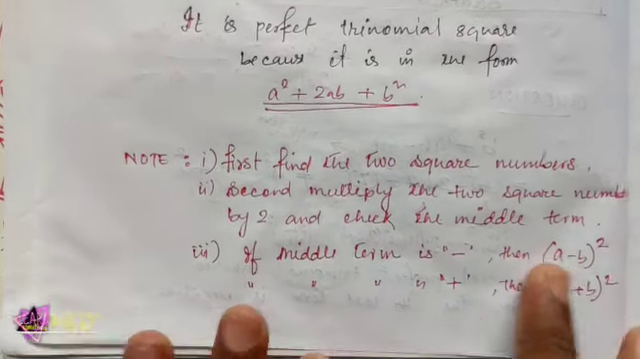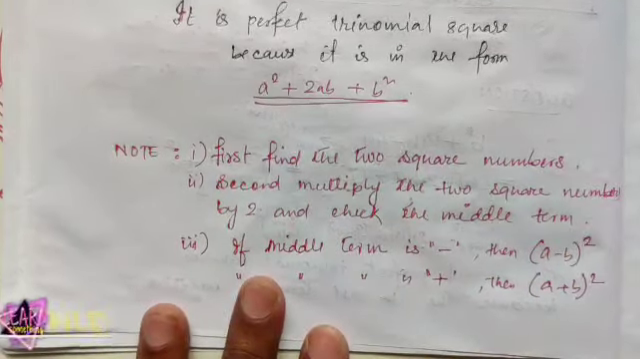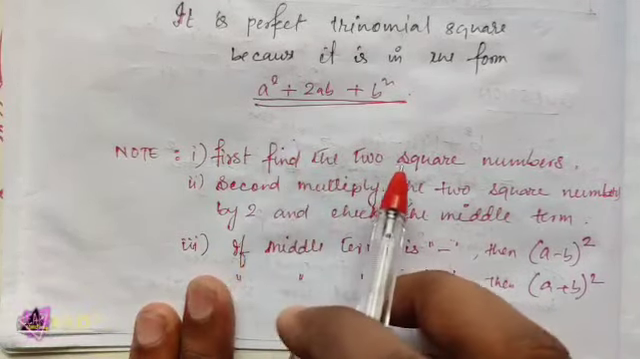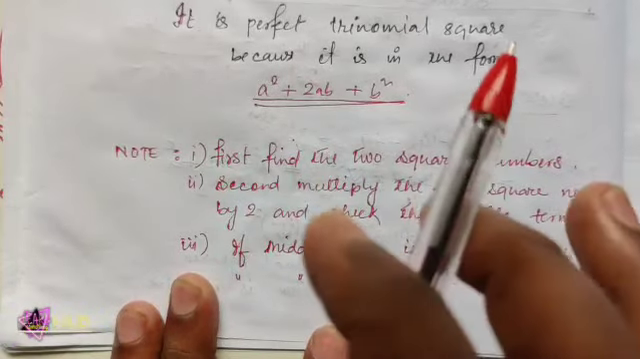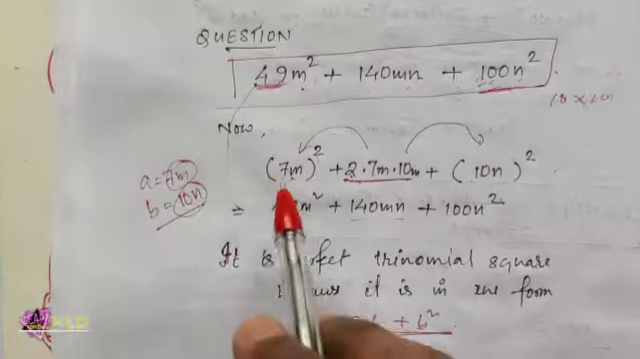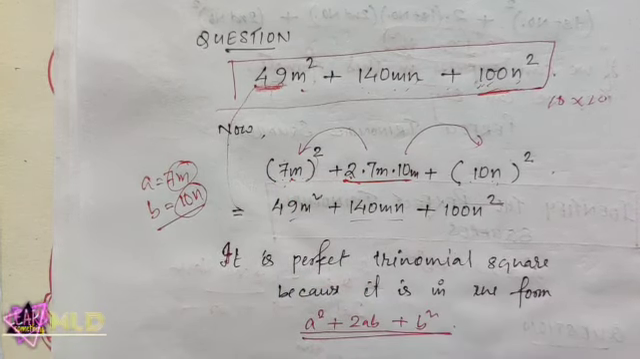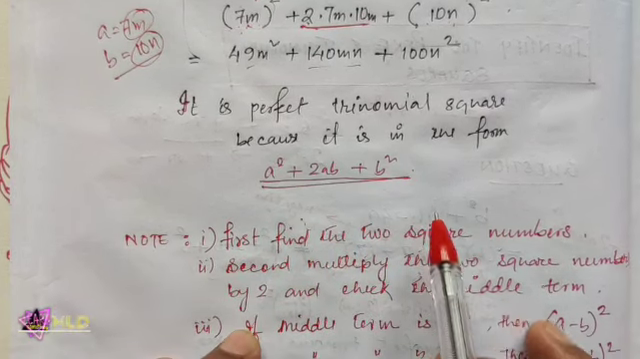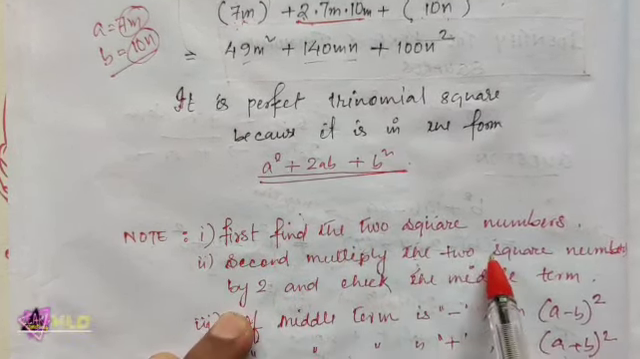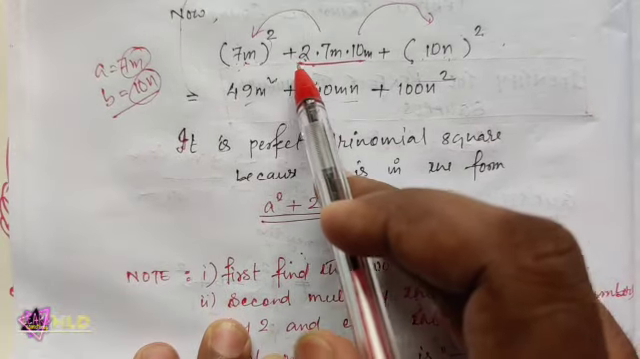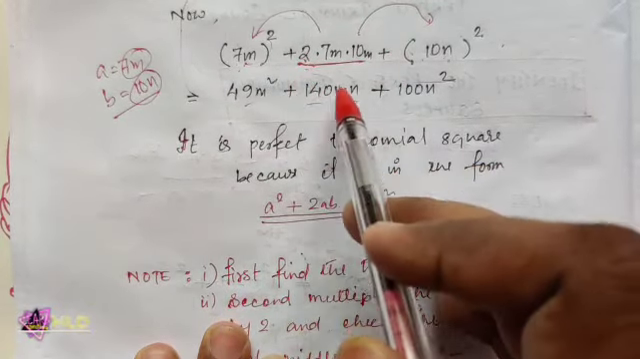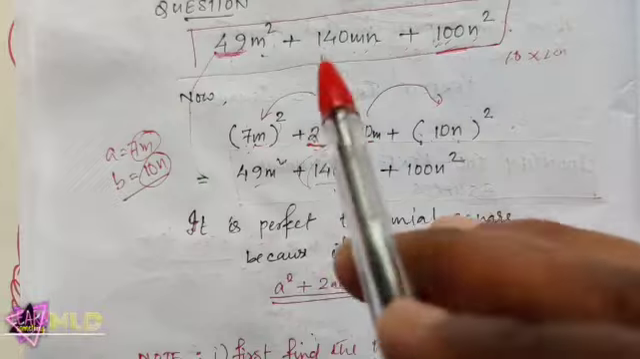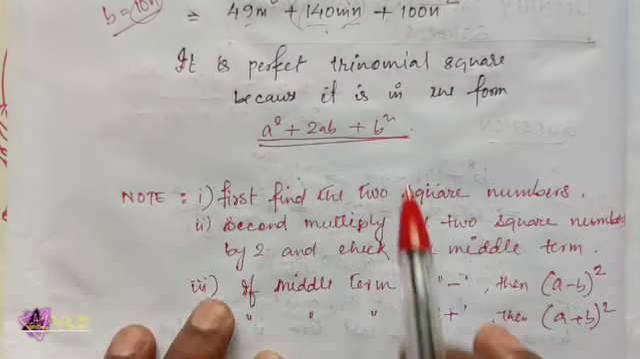Now what we have to keep in mind while choosing or finding perfect trinomial squares. First, you have to find the two square terms, like here 7m and 10n. These are the two terms we have to find. Second, multiply the two terms by 2. Here we have multiplied the two terms with 2 and compared it with the middle term of the given expression, to see whether it is matching or not. If it is matching, that is okay.